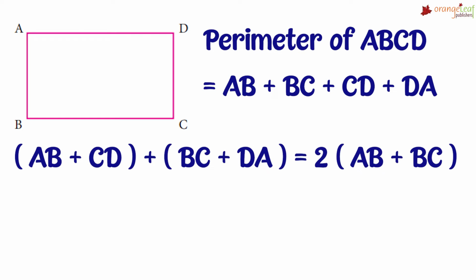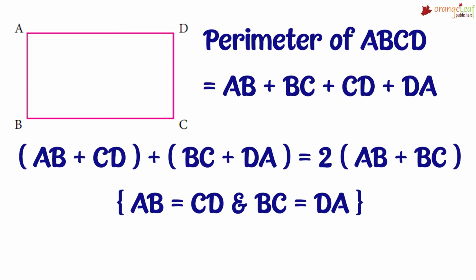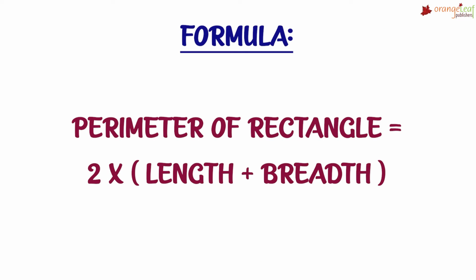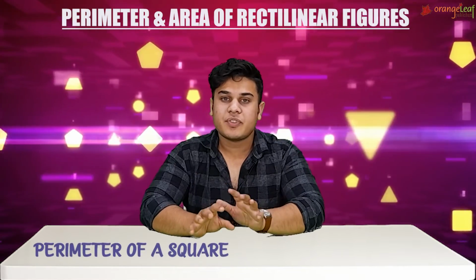Or we can also write this as AB plus CD plus BC plus DA, which equals 2 into (AB plus BC), because AB is equal to CD and BC is equal to DA, since opposite sides of a rectangle are equal. To simplify this, we can write it as 2 times AB plus 2 times BC. So the formula of the perimeter of a rectangle is 2 times or 2 into the sum of its length and breadth.